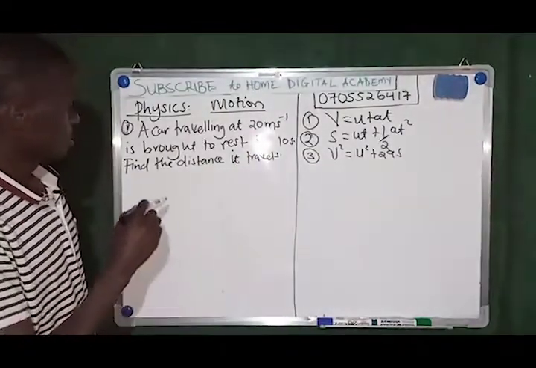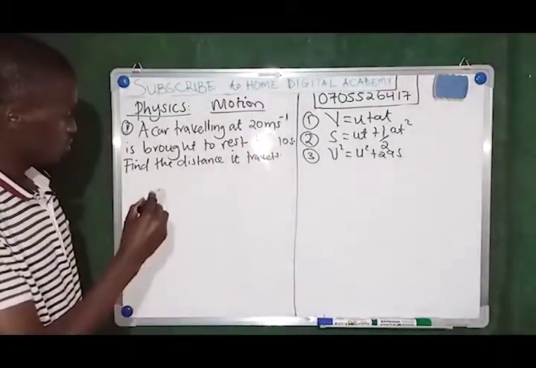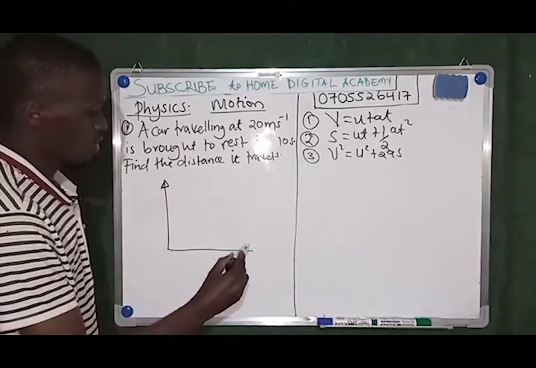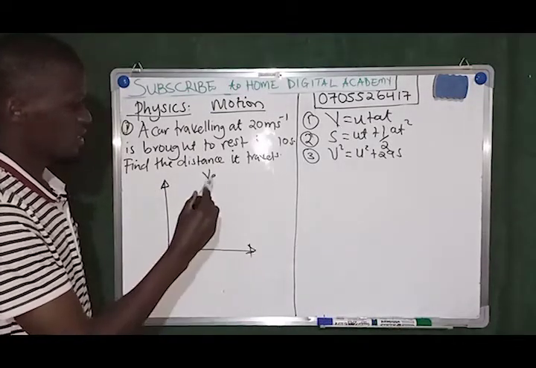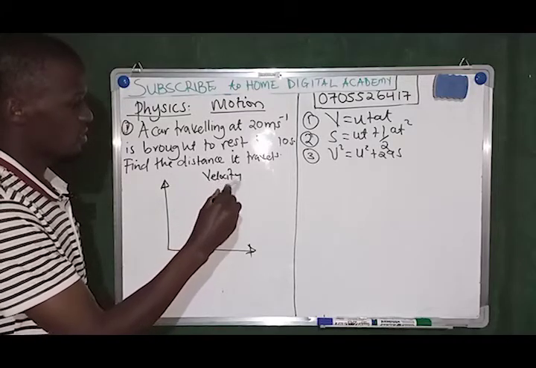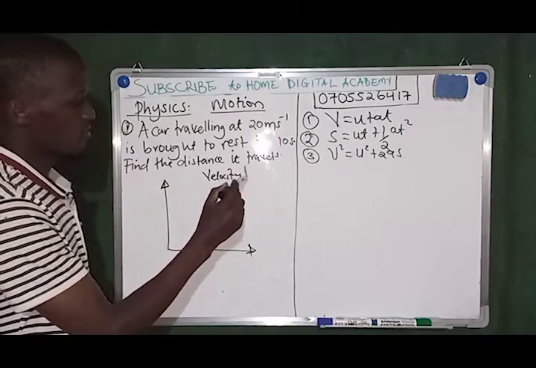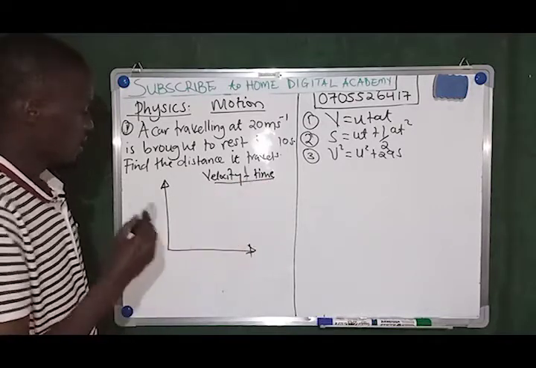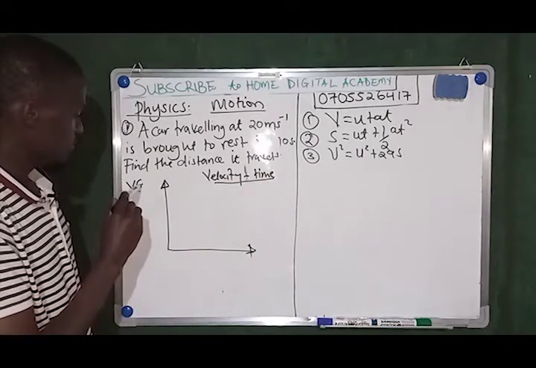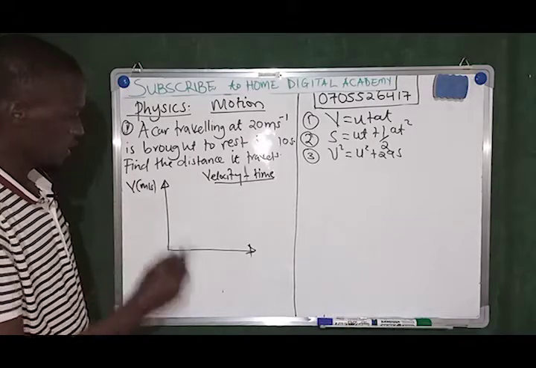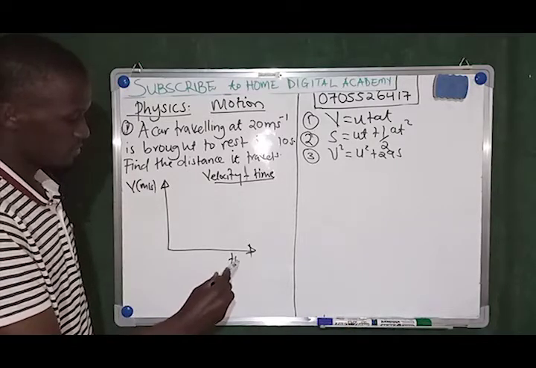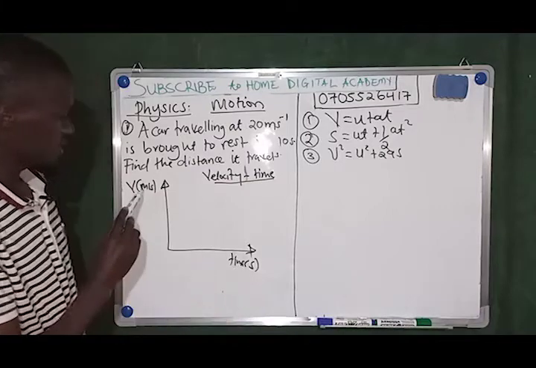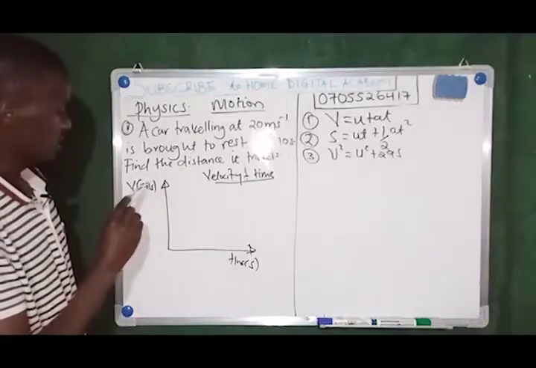Now, since you are going to do this number, we must first draw a small curve. It is called a velocity time graph. This one, where you have the velocity this side, and where you have the time. The time is measured in seconds, and the velocity is measured in meters per second.